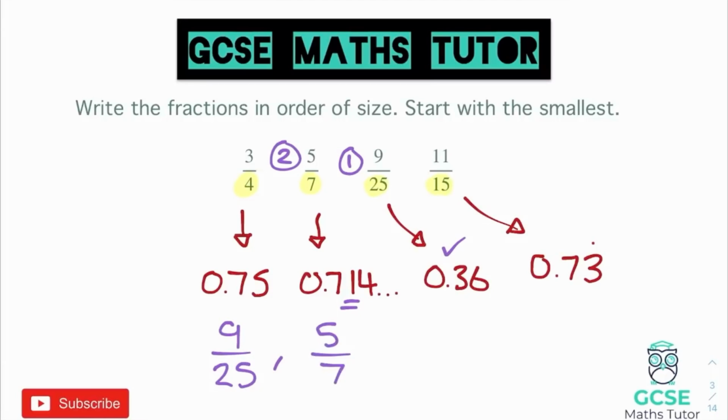That's 5 over 7. The next one, this decimal at the end had a 3 in the second decimal place, so that would be 3rd. So that would be 11 over 15. And then our final one, which had a 5 in the second decimal place, would be our final one, or our largest fraction there, and that is 3 over 4. And that would be our final answer there, getting our fractions in order of size, starting with the smallest.